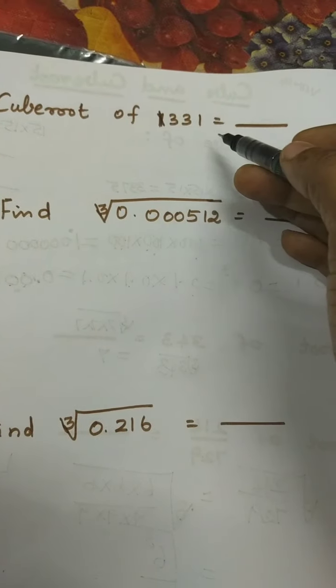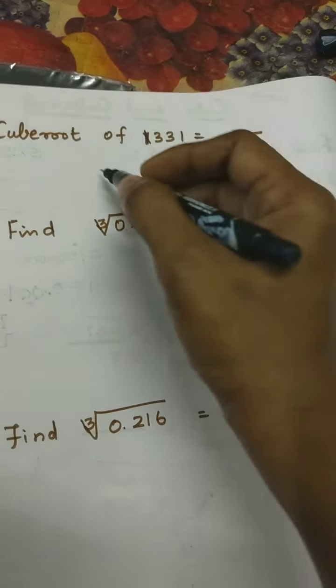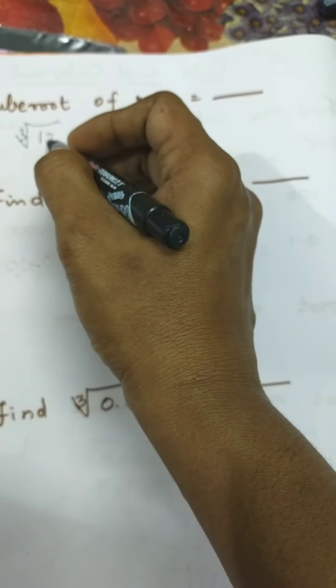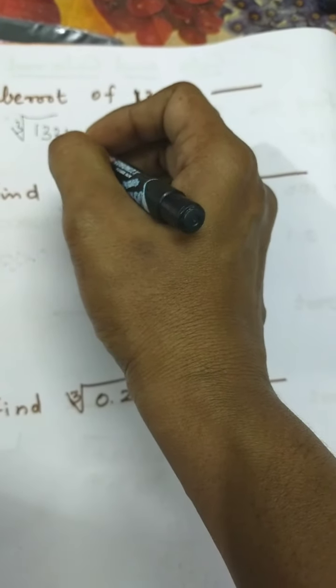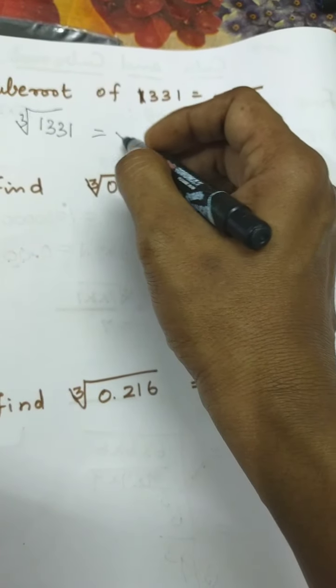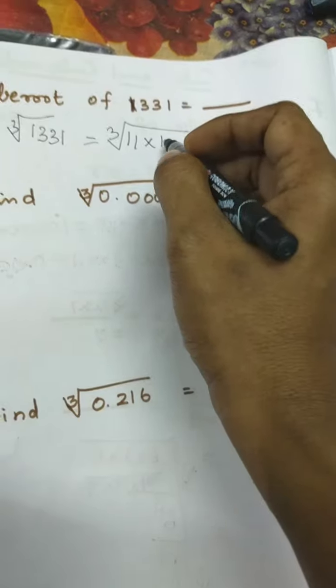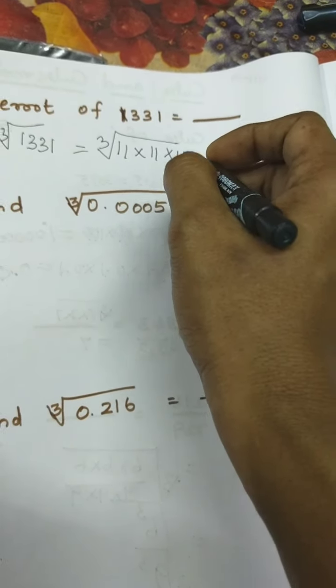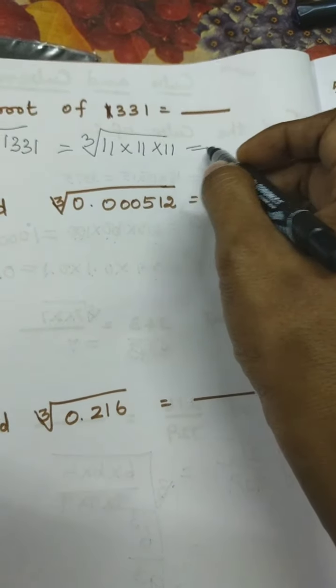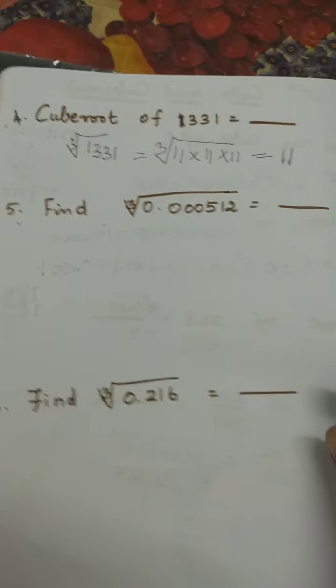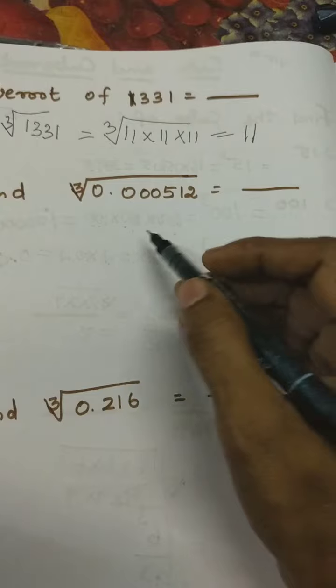Cube root of 1331. We know that first you have to write it like this. Cube root of 1331 is equal to the cube root of, you know that 11 into 11 is 121, 11 121s are 1331. So you can take 11 outside. This is the answer. And we shall see the decimal number.